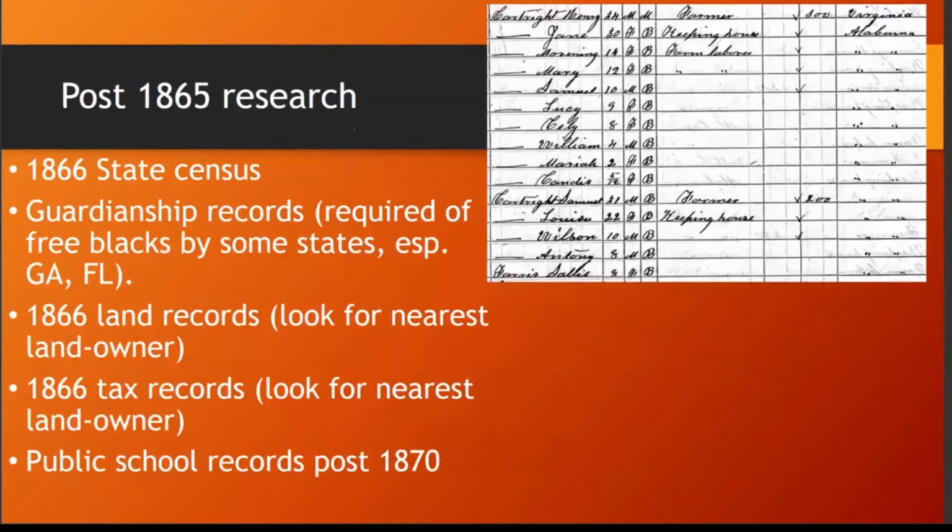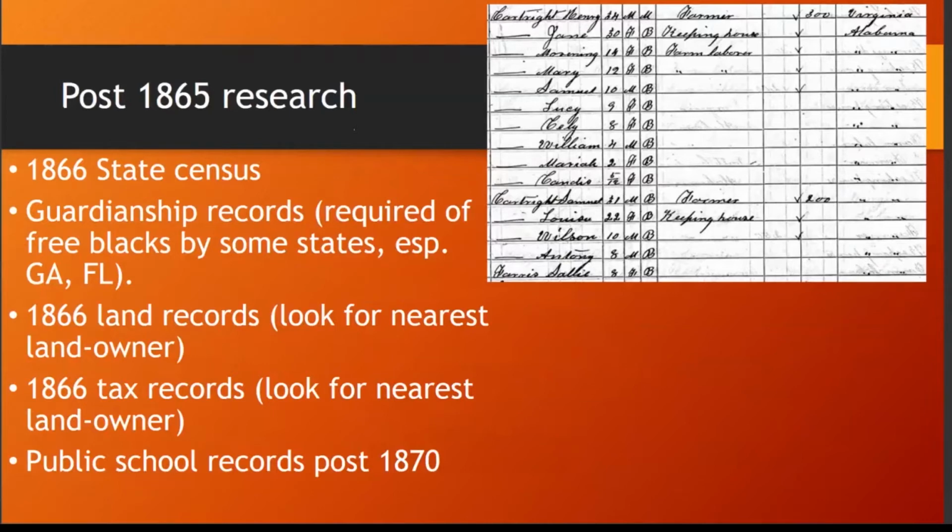More post-1865 research resources. The 1866 special census required by the U.S. government as part of the Reconstruction process. It had 2 schedules, a colored schedule and a white schedule. Now, only the head of the household was listed by name. The others were only listed by sex and age. But that information is still valuable for pushing back beyond the 1870 barrier.